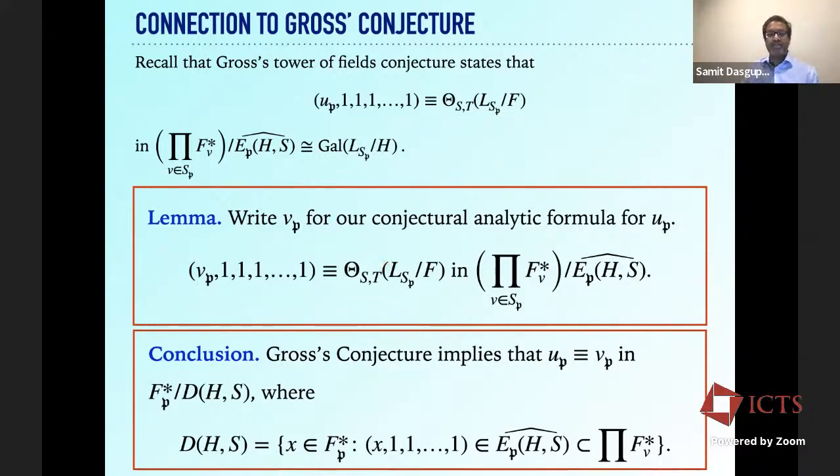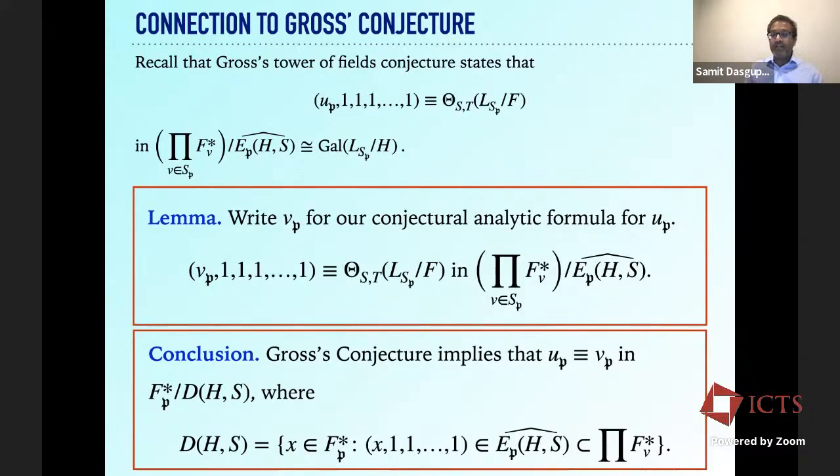Okay, so that's the first step. And the second step is, why do I get ones here? Okay, so if you project onto each component here, the fact that you get the VP, if you only looked at P instead of all the places above SP, that's just how the construction works. It's sort of component by component. Now the question is, why do I get ones here? You're going to need some consistency in Gross's conjecture. So, but why does it work?